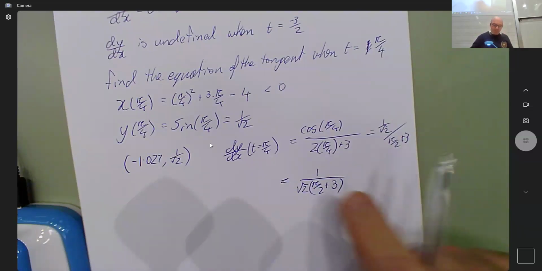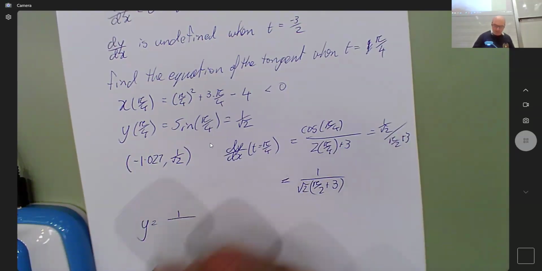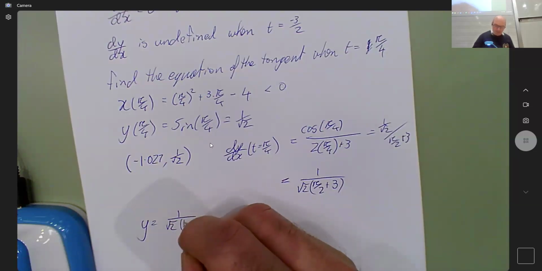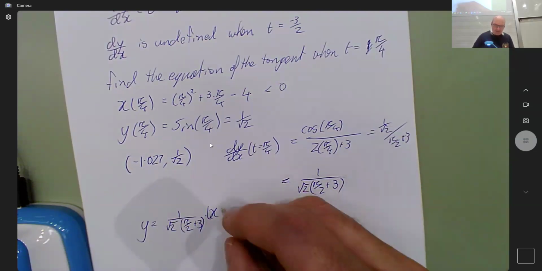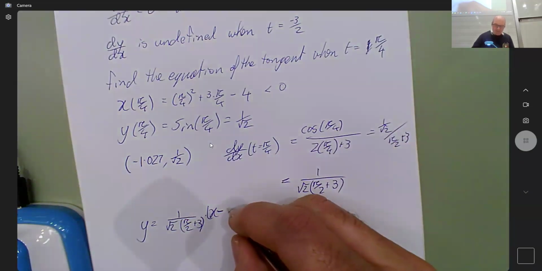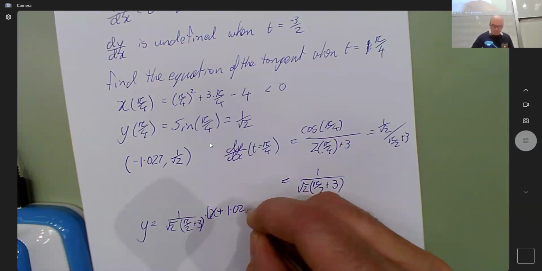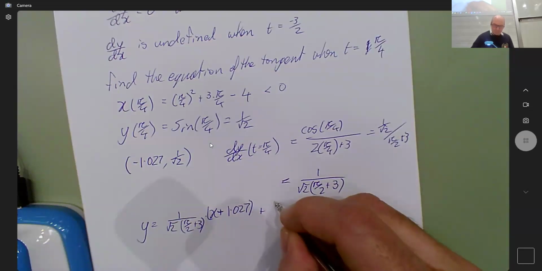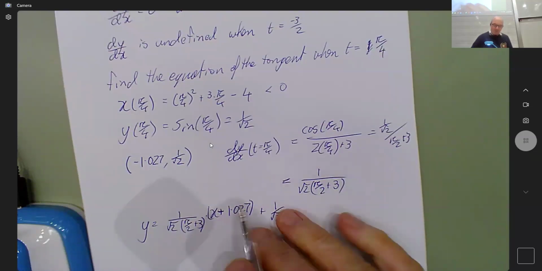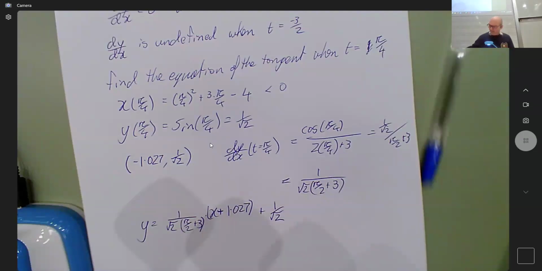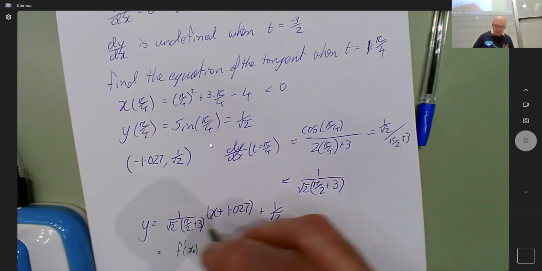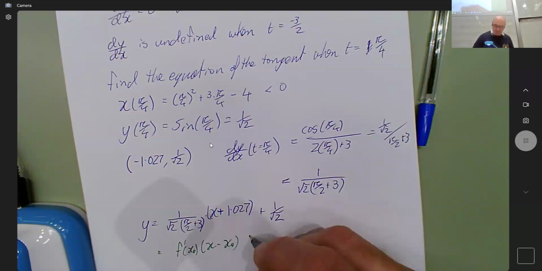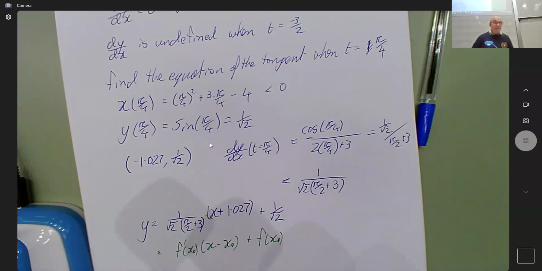So I've got my slope. I'm going to go y is equal to the slope, 1 on root 2 over pi on 2 plus 3, times x minus the x value, so that would be plus 1.027. I could actually write it like this. There's a trick using a form like f dashed at x naught times x minus x naught, plus f of x naught. This is a form you can use to bypass having to do horrible calculations. I don't really want to do horrible calculations because they suck.